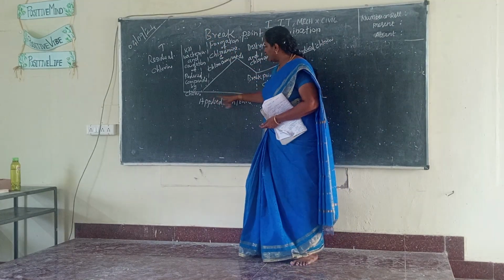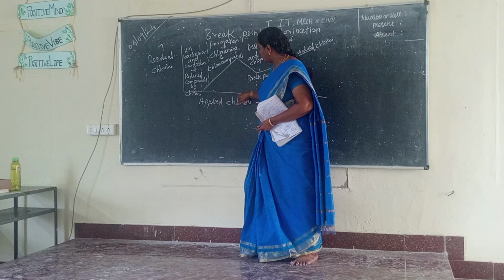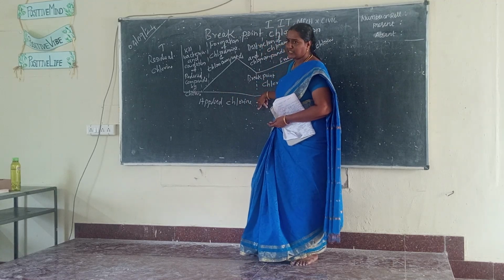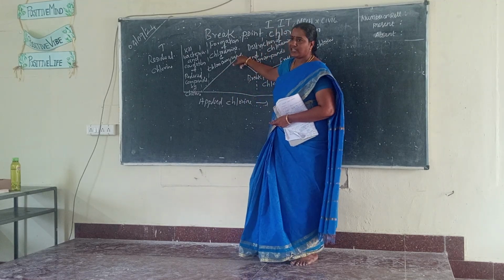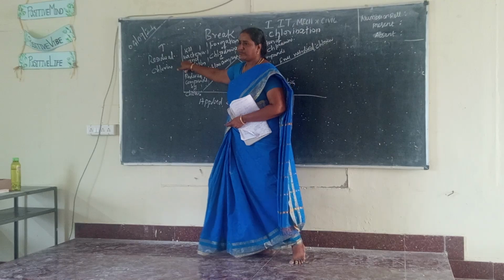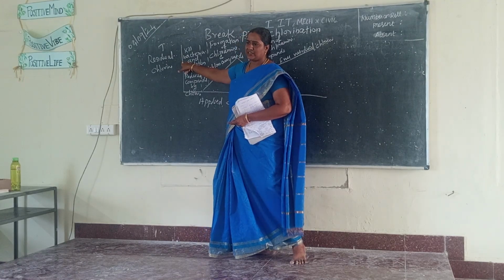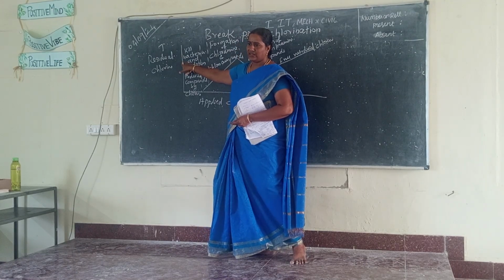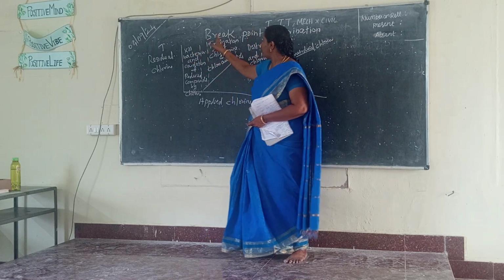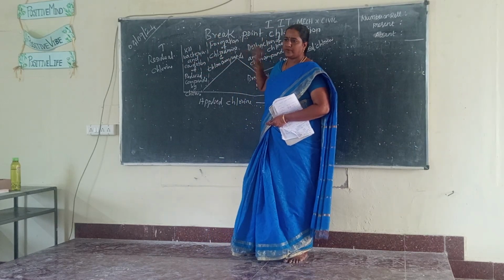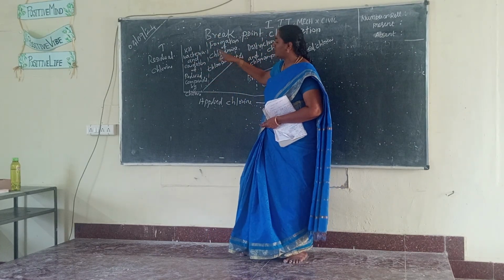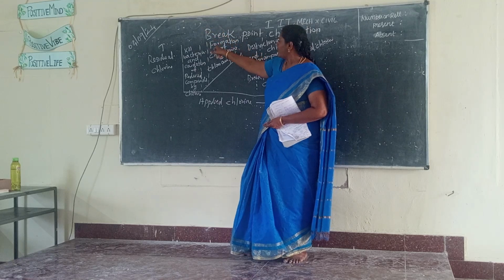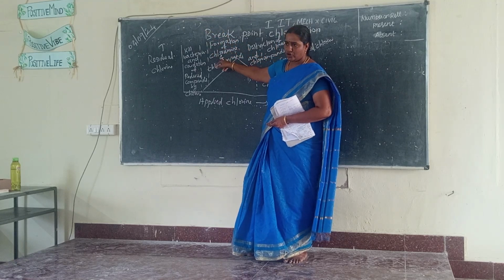When the applied chlorine increases, that is the graph, the residual chlorine also increases, because of the formation of chloramine and chlorocompounds. Yes, as the applied chlorine increases, the residual chlorine also increases over there.